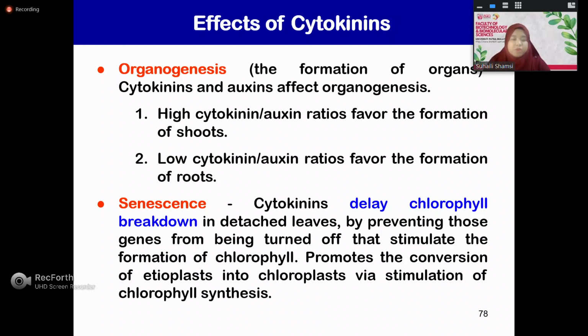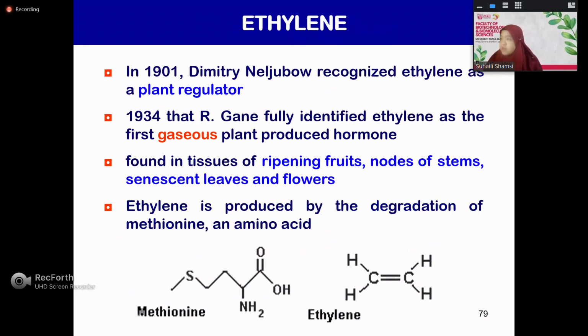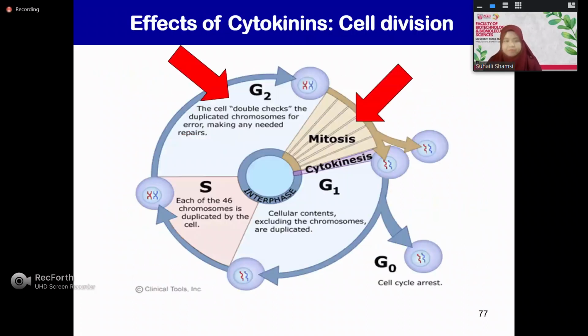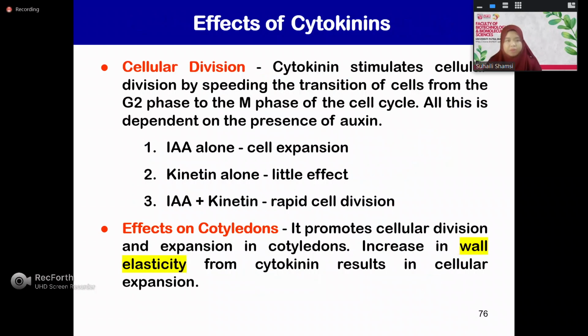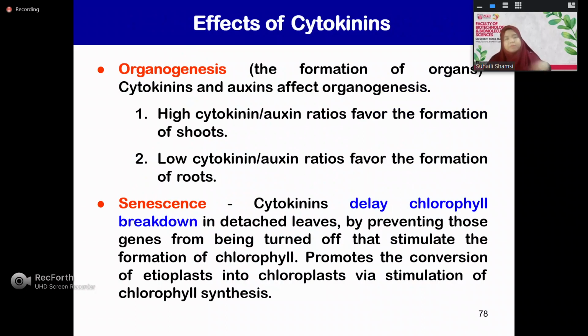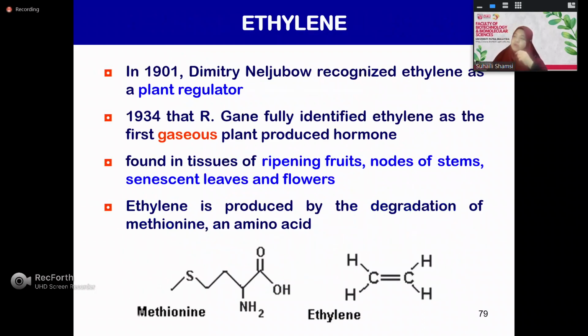It also promotes the conversion of etioplasts into chloroplasts via stimulation of chlorophyll synthesis. So that one is for cytokinin. It basically works together with auxin. Whether I have missed anything or not, now we go to ethylene.